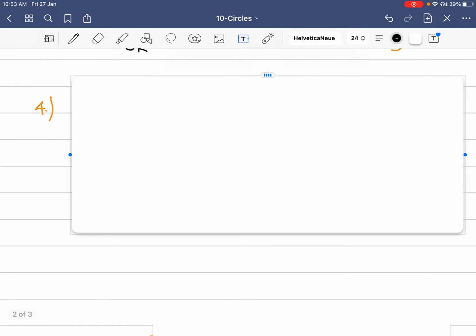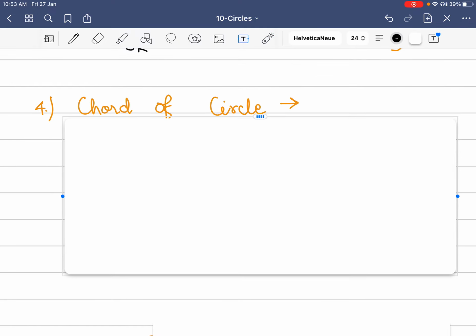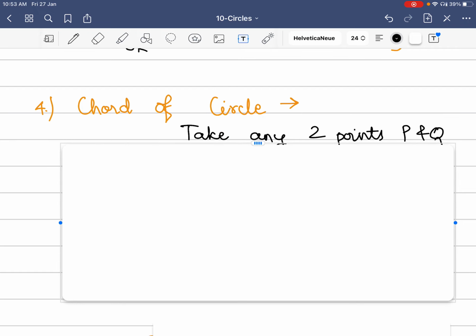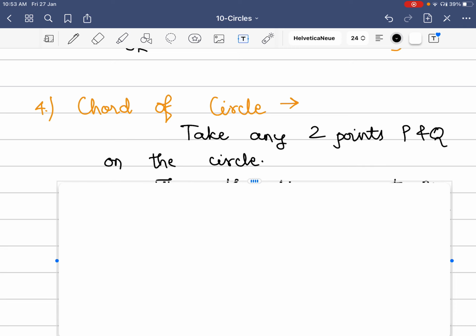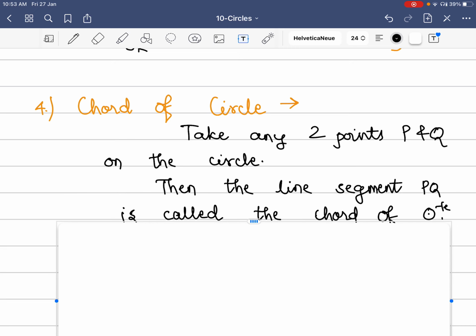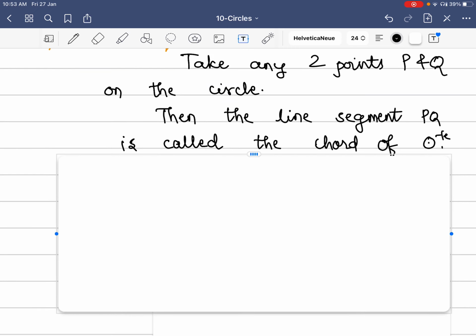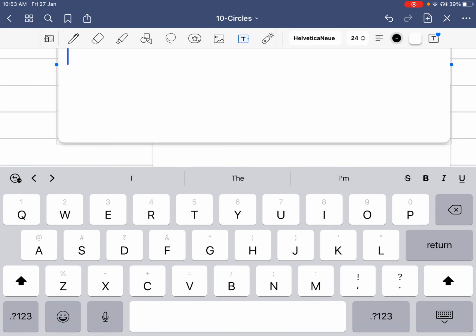What is point number 4? Chord of a circle. This is another important definition or term related to the circle. What exactly is a chord of a circle? Take any 2 points P and Q on the circle. Then the line segment PQ is called the chord of the circle. Quite simple and straightforward definition.